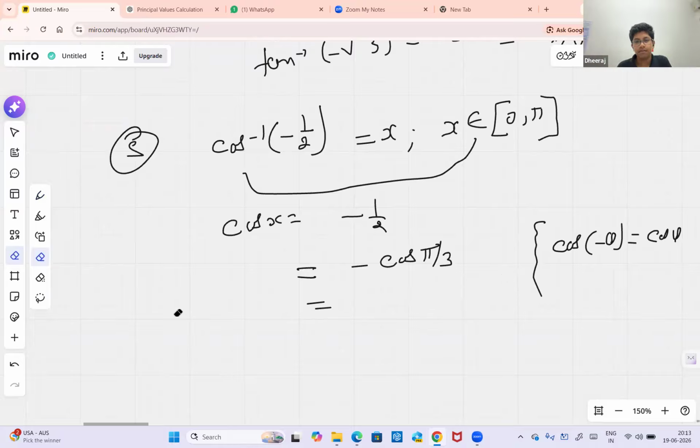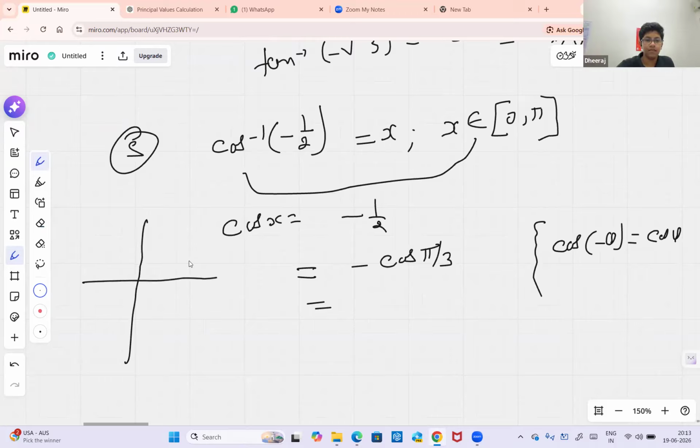So we know one property, right? The range of cos inverse is between 0 and pi. This is 0, this is pi. And minus pi by 3 does not come in this range, so it is not possible. But what is possible?